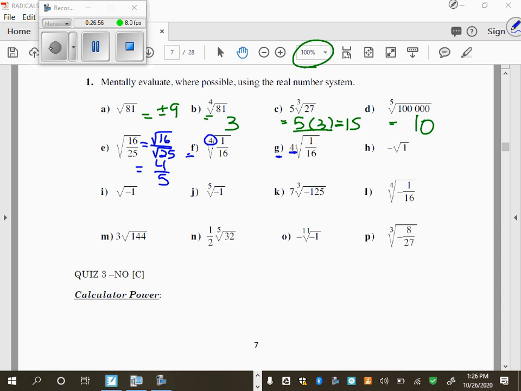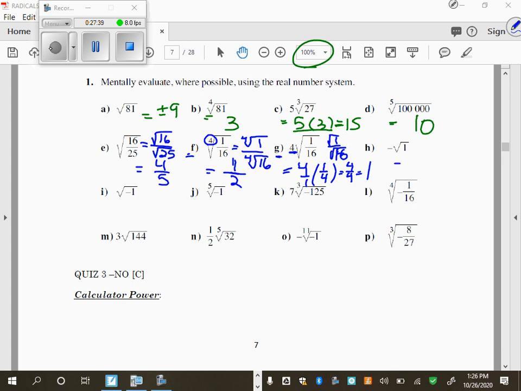4th root means you can take the 4th root of the numerator and the 4th root of the denominator. 4th root of 1 is 1. What's the 4th root of 16? Anyone in that row? 2. 2 times itself 4 times equals 16. So that reduces to 1/2. Whereas this one is 4 times the square root of 1 over the square root of 16. So 4 times 1/4. If you want to, top times top, bottom times bottom. Next time I'm just going to reduce it first. But the answer is Calgary Flames.